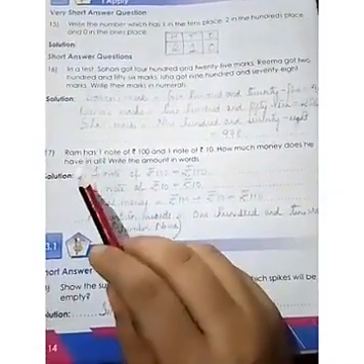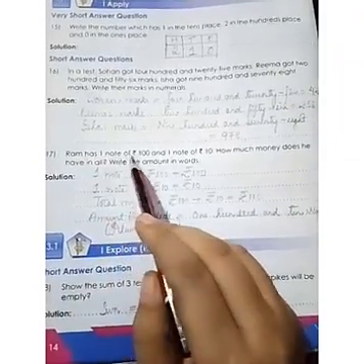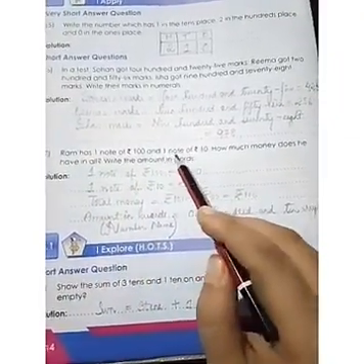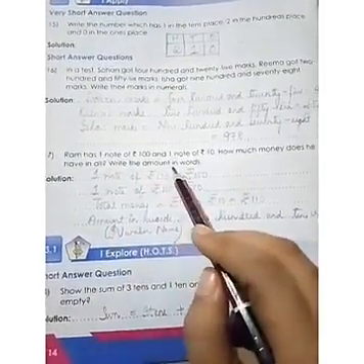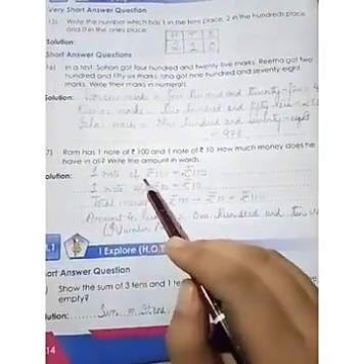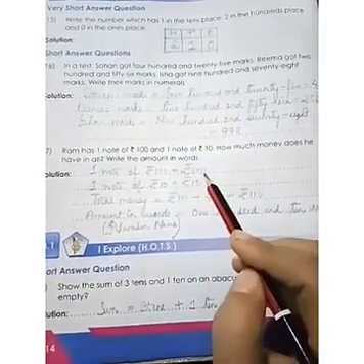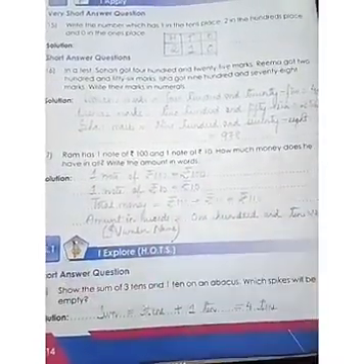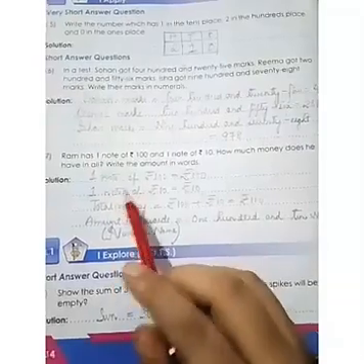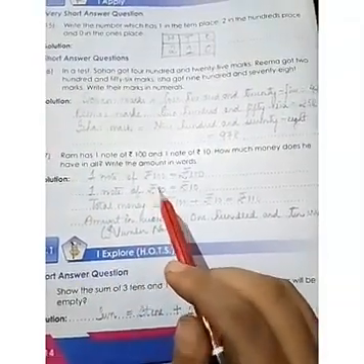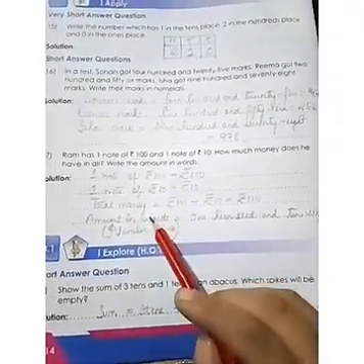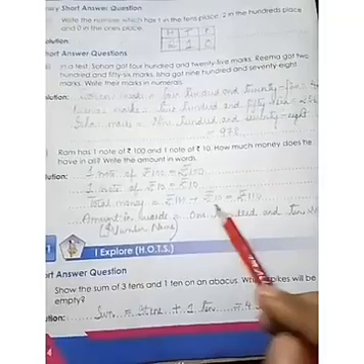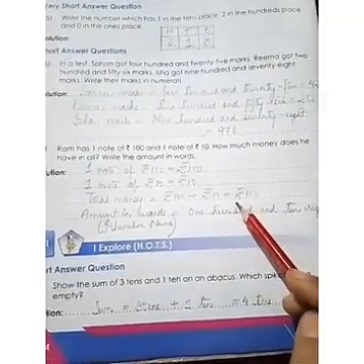The next question is about money. Ram has one note of rupees 100 and one note of rupees 10. How much money does he have in all? Write the amount in words. So the one note of rupees 100 is equal to 100. You have only one note, so that is 100 rupees. Similarly, you have one note of rupees 10, so the value is rupees 10. So the total money Ram has: rupees 100 plus rupees 10, you get rupees 110.